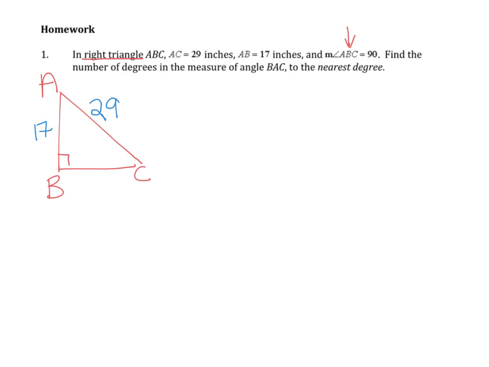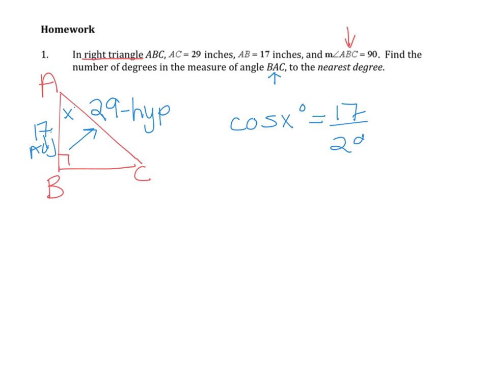Find the number of degrees in the measure of angle BAC, so we're looking at the middle angle A. And I set up my trig function because I'm looking for the angle of a right triangle. You have to use trig. So I'm given the hypotenuse, and compared to the angle, I also have the adjacent. That leads me to believe that I have the cosine function. So cosine of x degrees is equal to the adjacent 17 over the hypotenuse of 29.